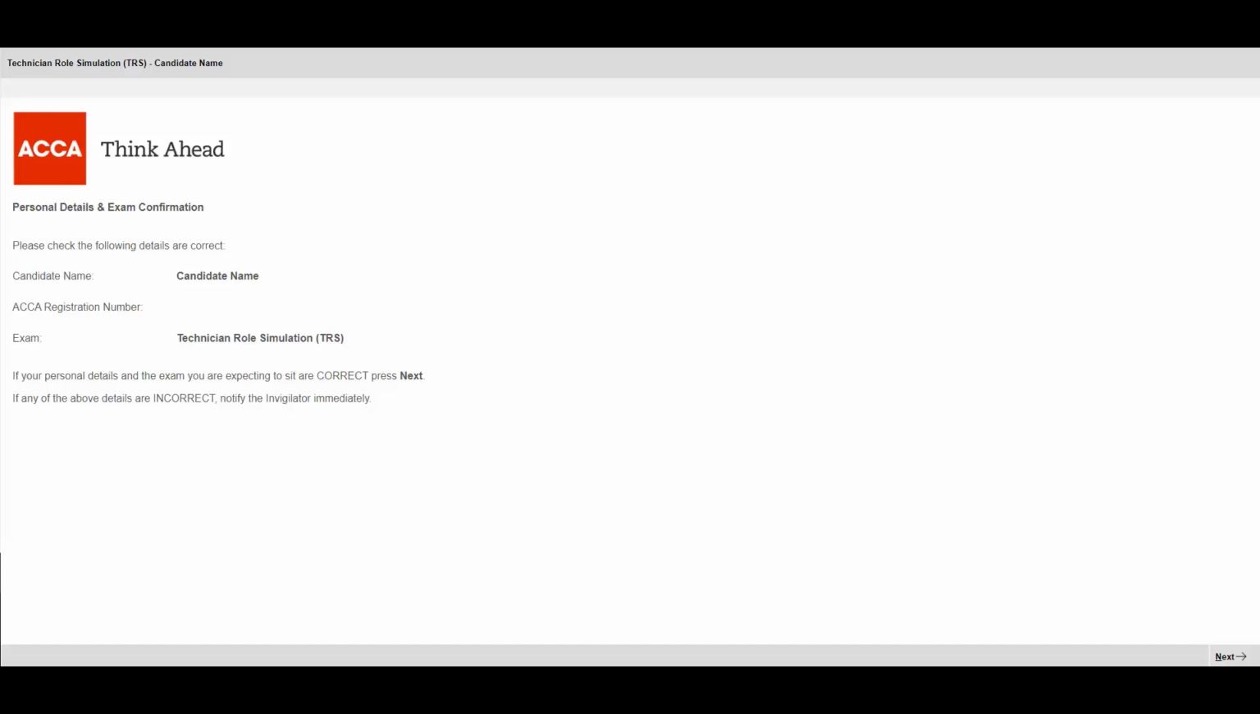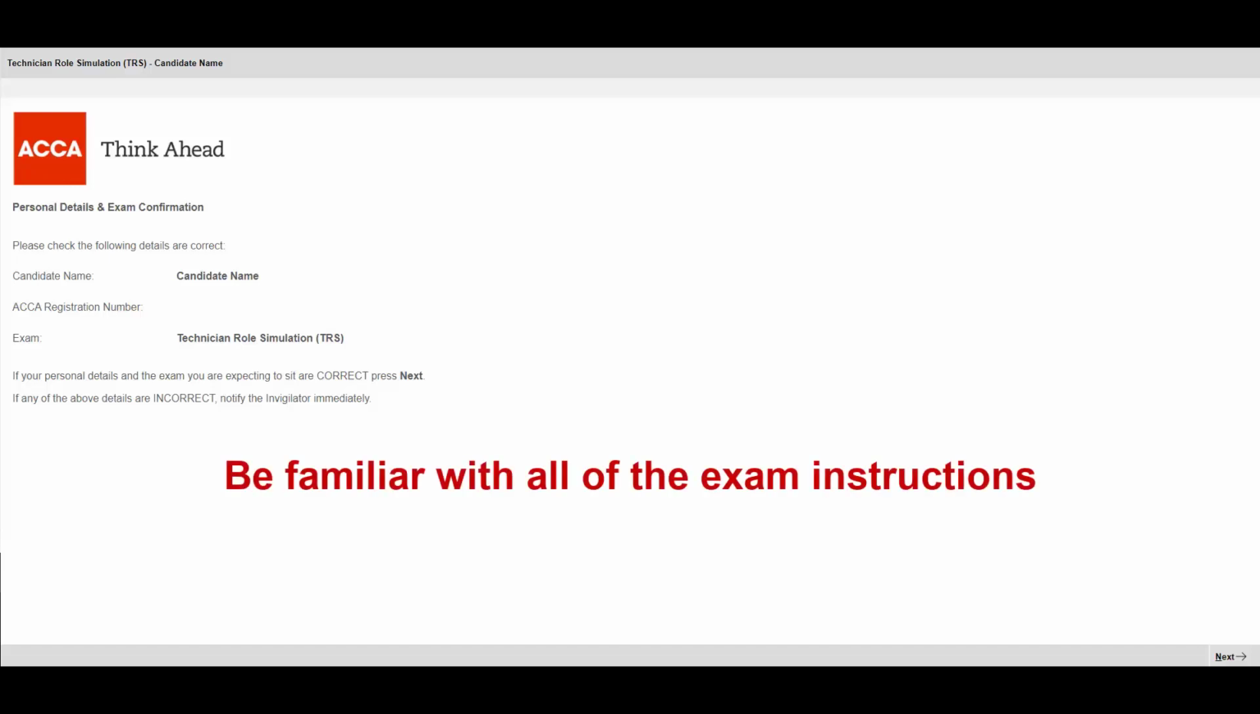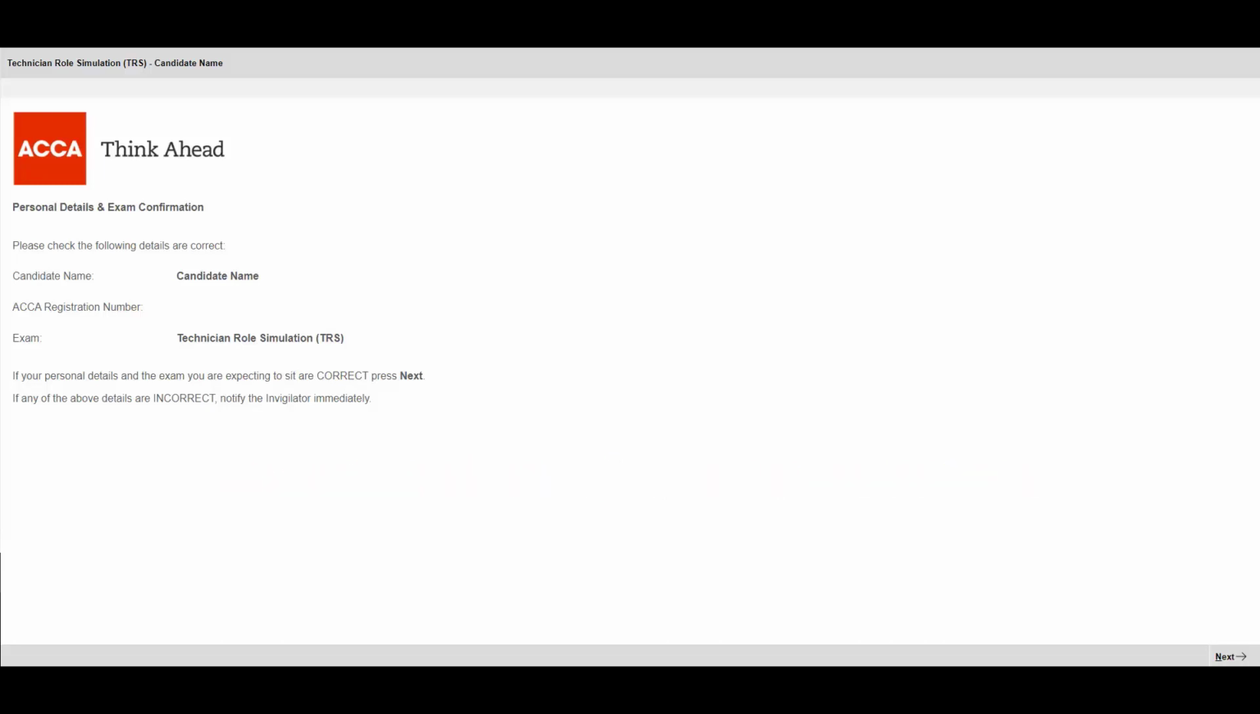The first message is this: be familiar with these instructions before entering the exam room. Read them through several times so that there are no surprises on the day. The TRS exam section of the ACCA website contains a past exam library, and these instructions are at the start of each of these exams.